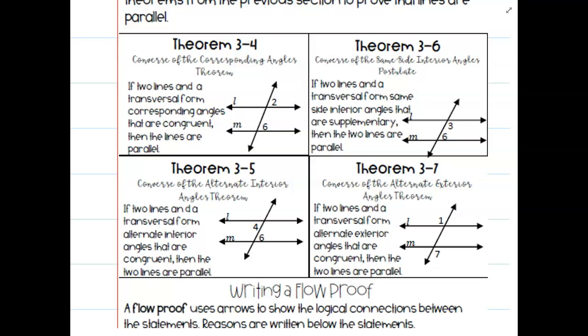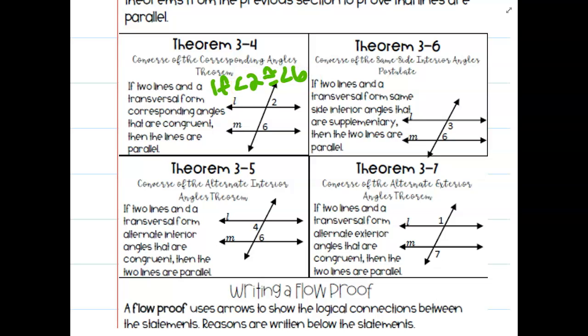So if we start here with this first one, theorem 3.4 is the converse of the corresponding angles theorem. So the corresponding angles theorem says if you have parallel lines, then corresponding angles are congruent. Okay, this is the opposite. So you flip the hypothesis and the conclusion. Okay, so this says if you have corresponding angles that are congruent, then the lines are parallel. So like this picture here, okay, we have angle 2 and angle 6. So if angle 2 is congruent to angle 6.